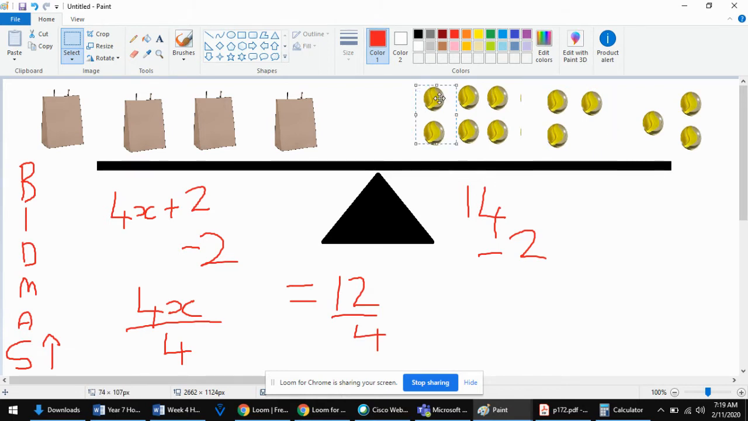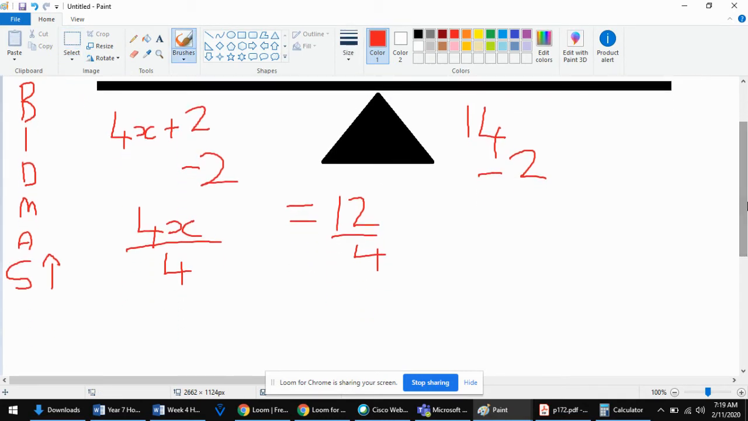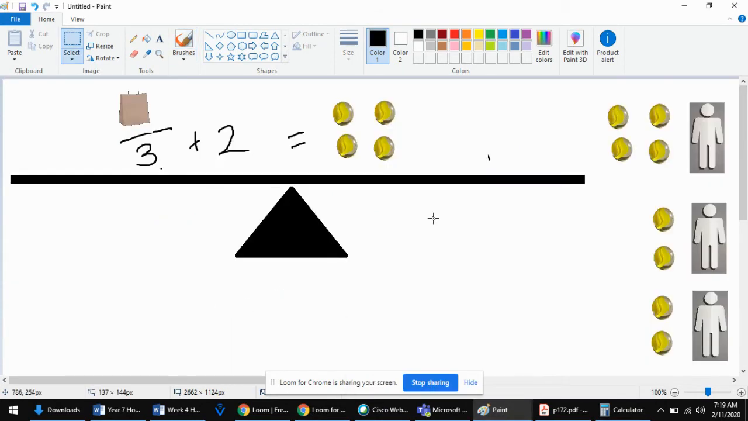And those 4 groups show you how many marbles each person's getting, each bag is getting, and that is 3. So x is equal to 3. Likewise, if I look at this question here, I had a bag full of marbles. I shared them with 3 people, and then I found 2, and I had 4 in total.